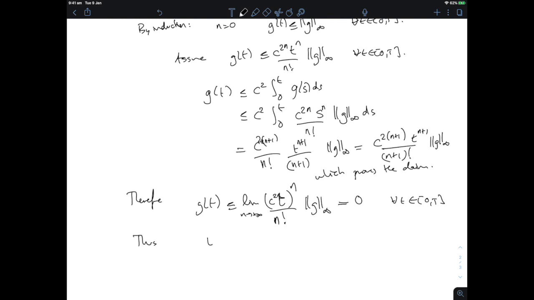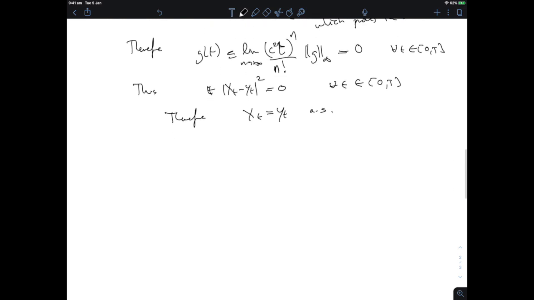That is to say that the expectation of x t minus y t squared has to be 0 for all t. And that implies that x of t equals y of t almost surely. Is that what the statement of the theorem tells us? Not quite, but very close. So what does that tell us? That these two things are equal almost surely for every t.